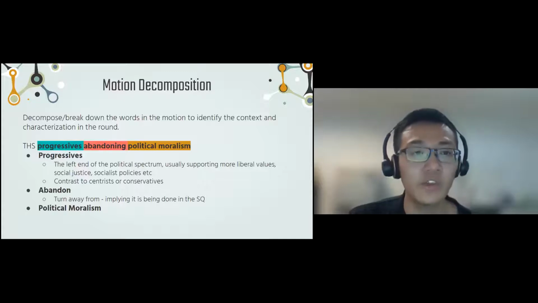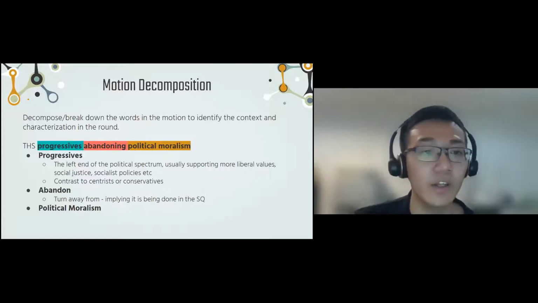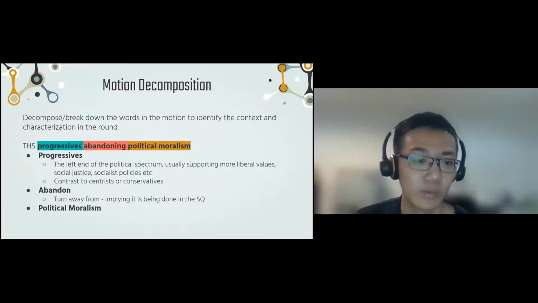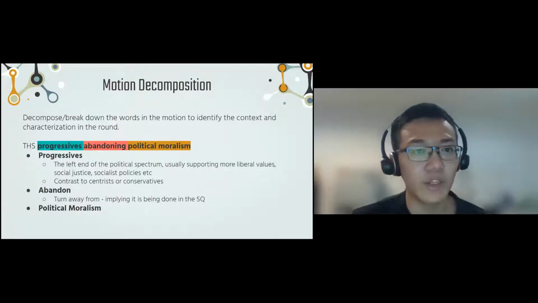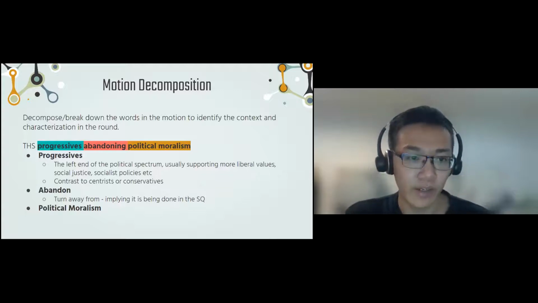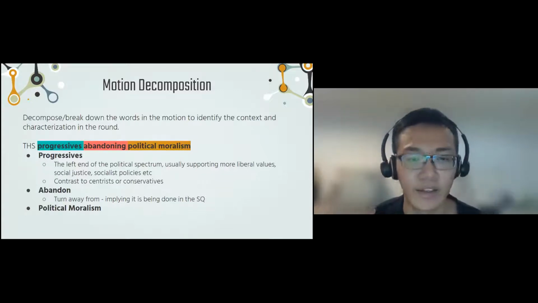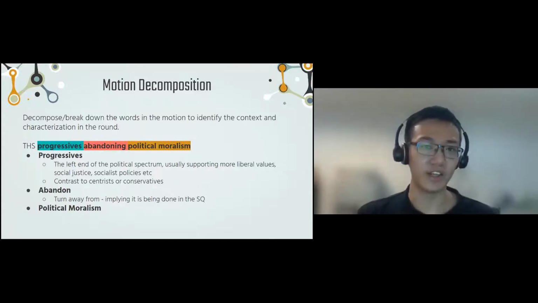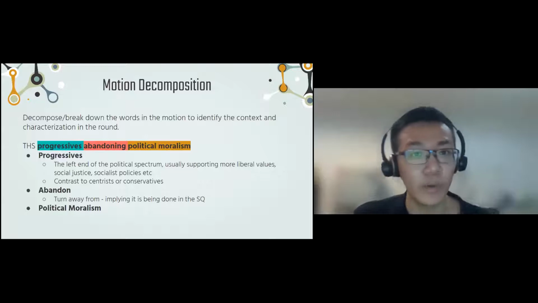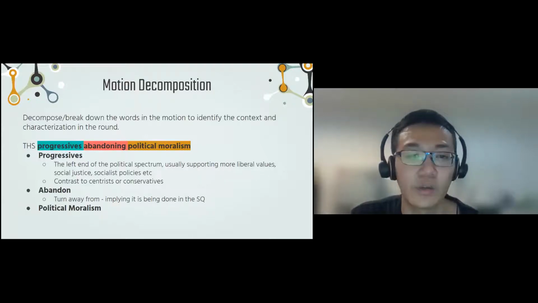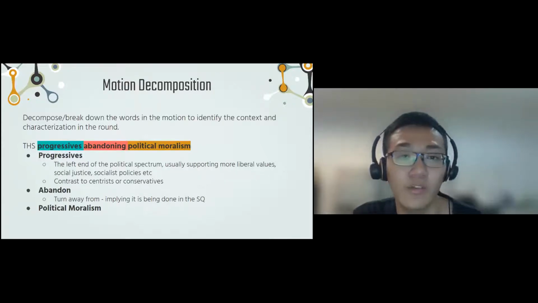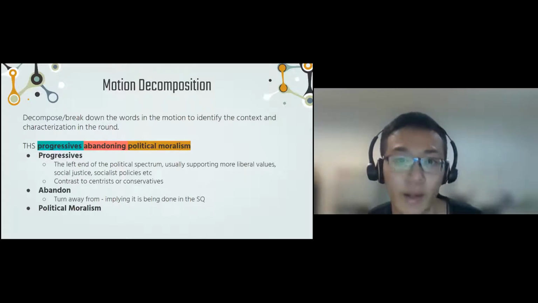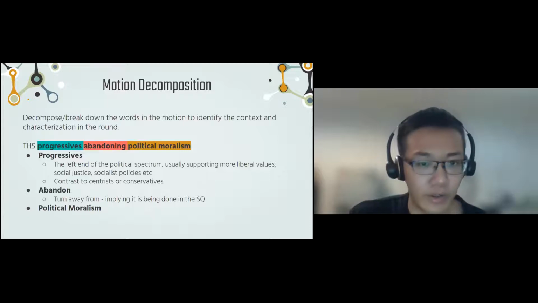There are basically three components that need to be explained. First is progressives, second is abandoning, the action term, and the third is political moralism. So let's look first at progressive. Who are progressives? In terms of identifying the question to ask, you can ask any question at all that's related to this. When we talk about progressive, the most obvious question is who they are, what do they do, what do they stand for? Asking and answering those questions helps you to identify the context and the characterization of the round.